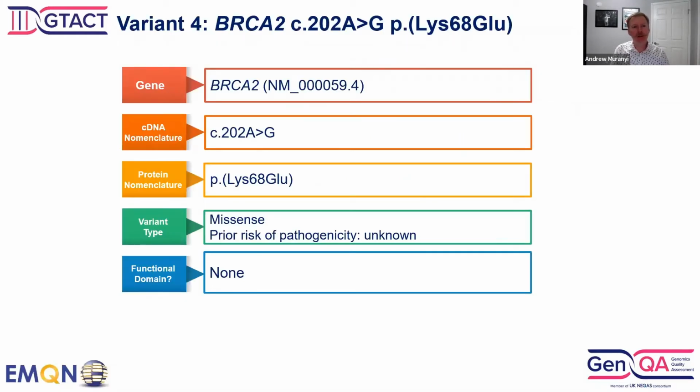All right, so variant 4 is a BRCA2 variant. It's a missense variant at nucleotide 202, an A>G. The prior risk of pathogenicity is unknown, and it's not in a functional domain.